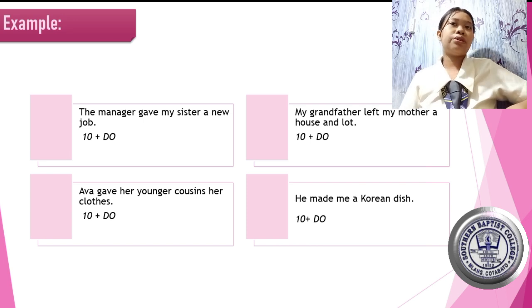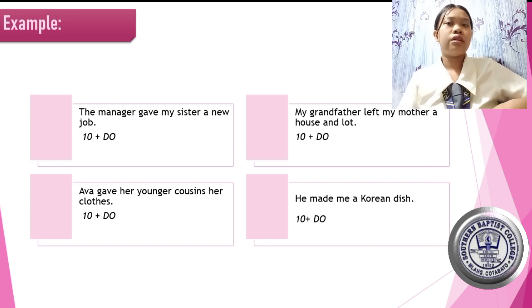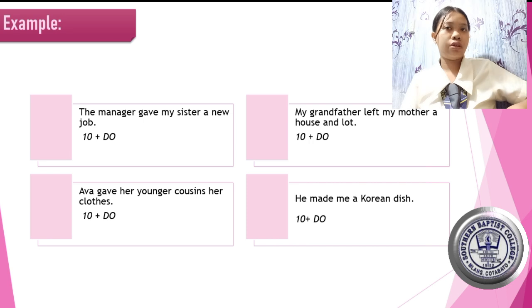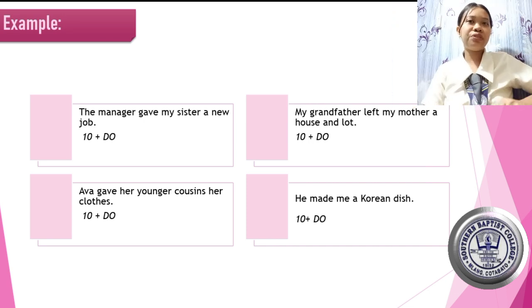Second, my grandfather left my mother a house and lot. Third, Ava gave her younger cousin her clothes. Fourth, he gave me a Korean dish. Referring to the first statement, the words my sister indirectly receive the action, the word gave, as my mother indirectly receives the action left.